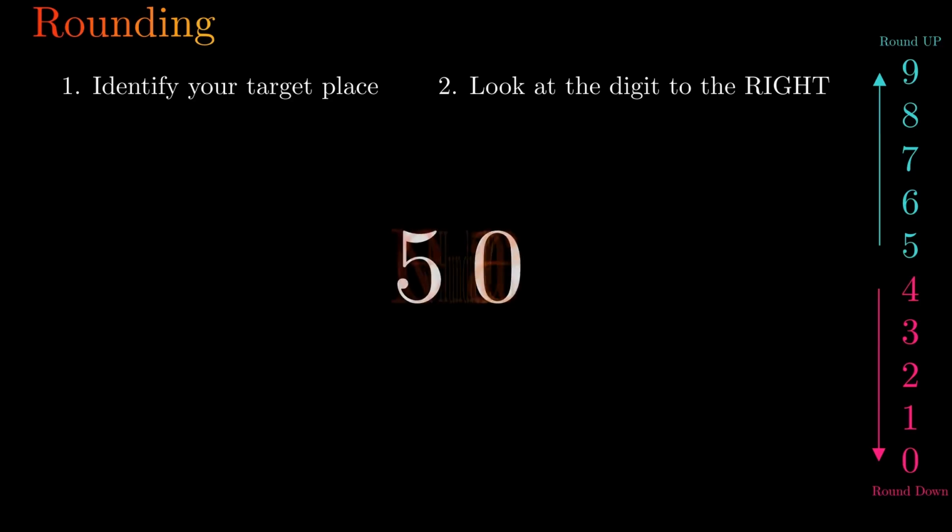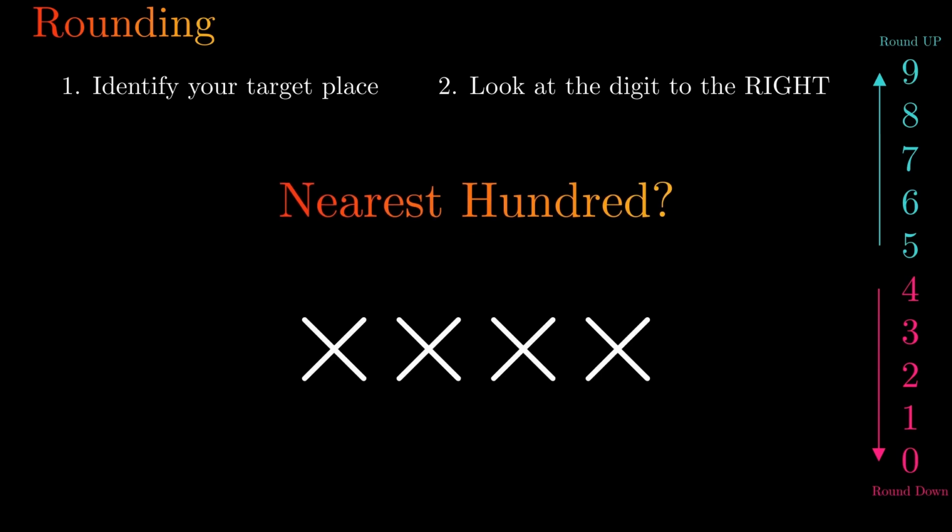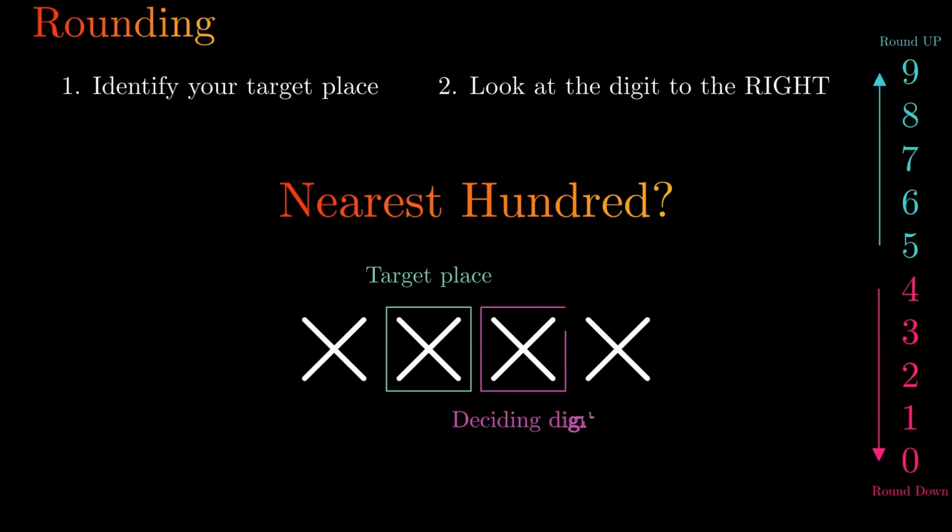Okay, but what about rounding to the nearest 100 and the nearest 1,000? The great news is the rule doesn't change at all. When you round to the nearest 100, your target place is, you guessed it, the hundreds digit. This means the deciding digit you look at is the one immediately to its right, the tens place.